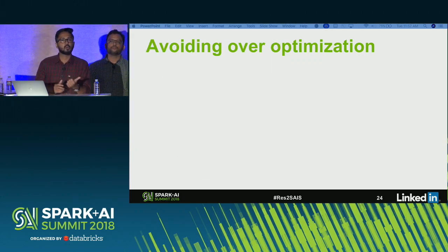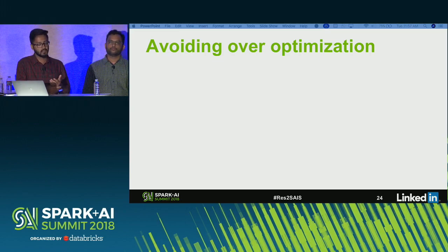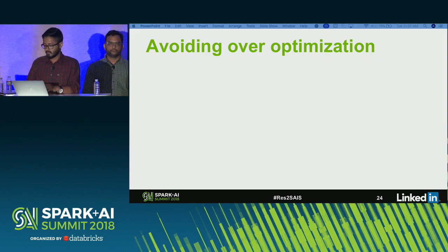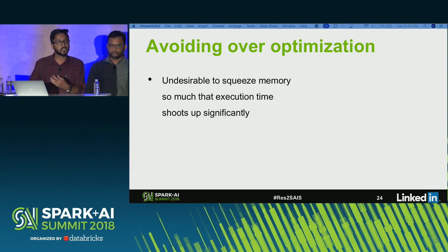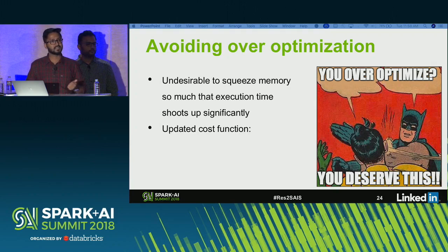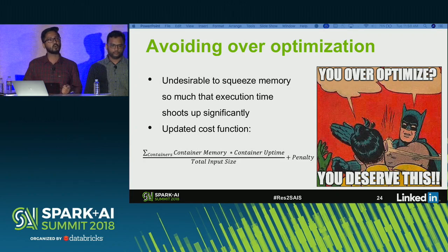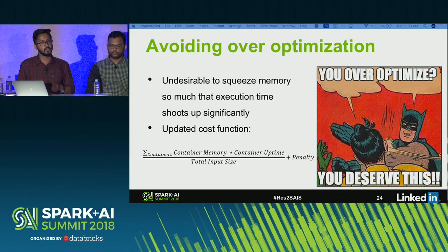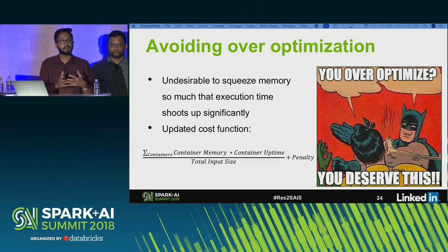So we have talked about the algorithm, its hyperparameters, the cost function, the search space, and the search space optimization. There was one more thing that we were concerned about: it is undesirable that we squeeze memory so much that the execution time shoots up. We did not want that to happen. So what do we do? We slap those configuration sets, so we updated the cost function. We added a penalty component to it. So now anytime a parameter configuration exhibits this behavior, the framework will penalize it.